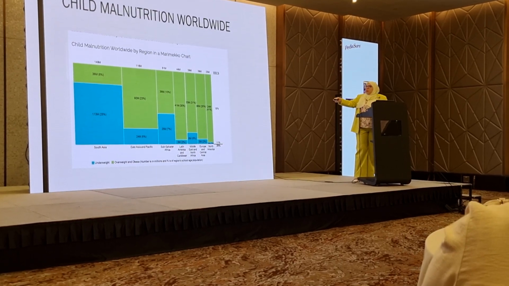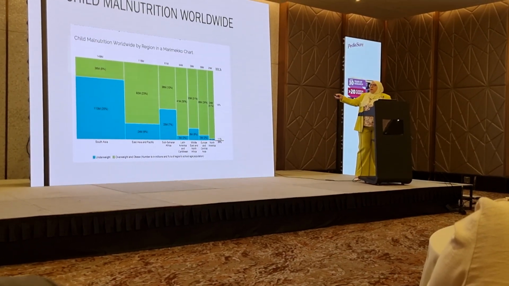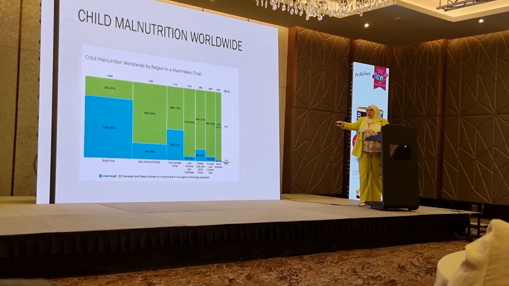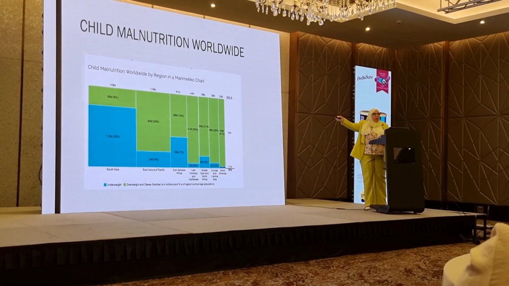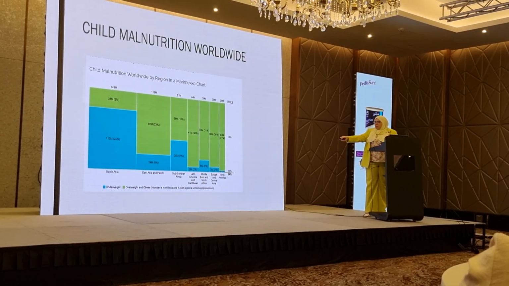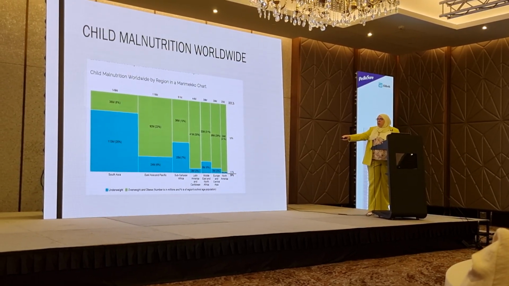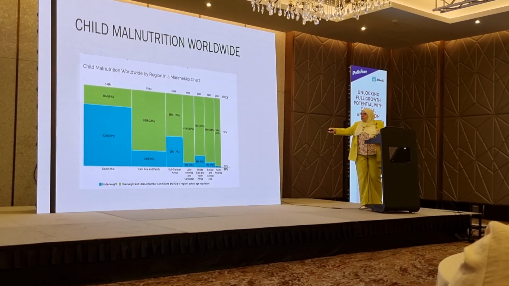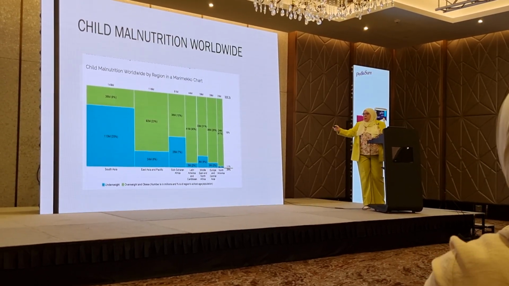This is the color. The blue is the malnutrition. The green is the obesity. And in each region, for example South Asia, they have more malnourished than they have problem with obesity. In our region, Middle East and North Africa, we have more obesity than malnourished. And we have this problem like 6 billion.